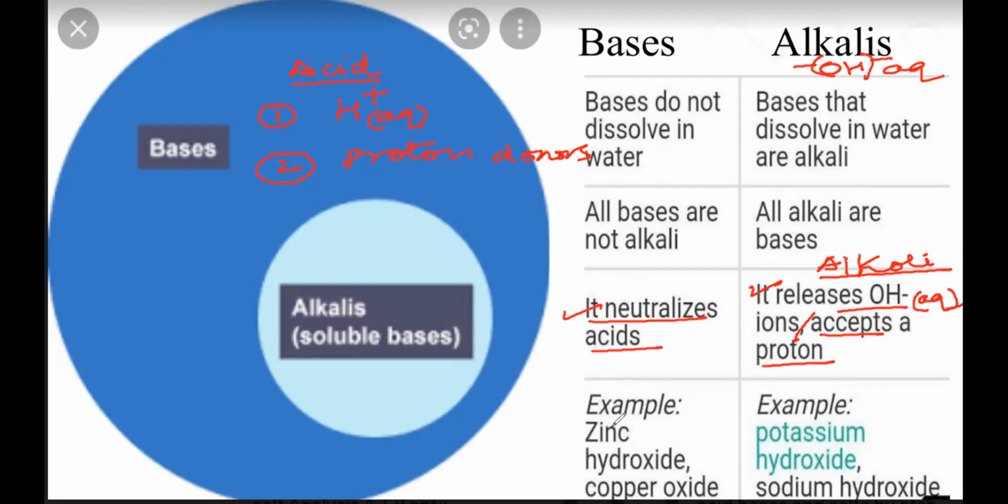Now, examples of bases, which are definitely insoluble, which is why they are under the category of bases: we have zinc hydroxide and copper oxide. Among the alkalis, we have potassium hydroxide and sodium hydroxide. These are some very common examples of bases and alkalis.